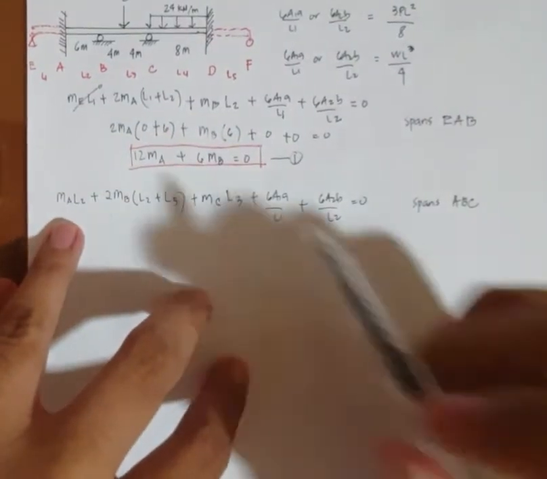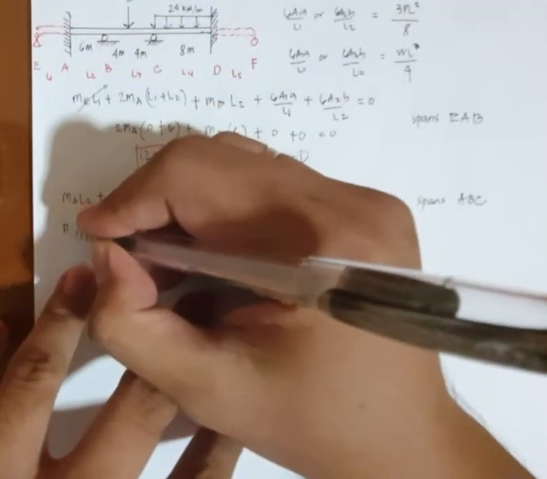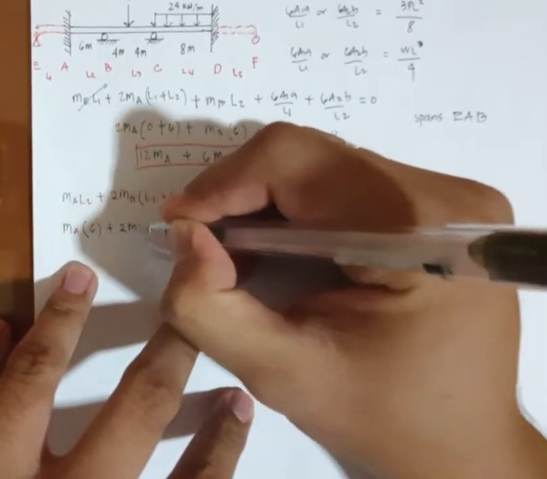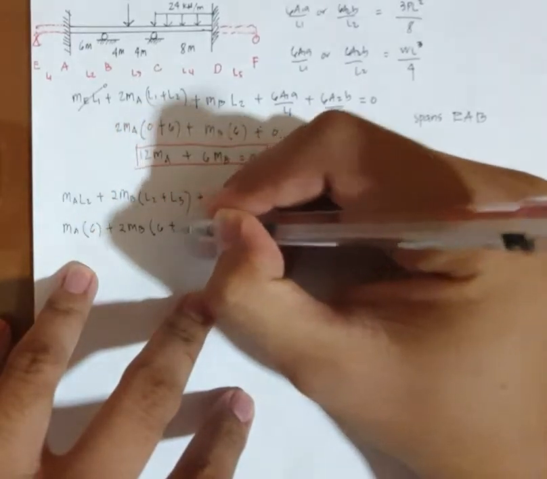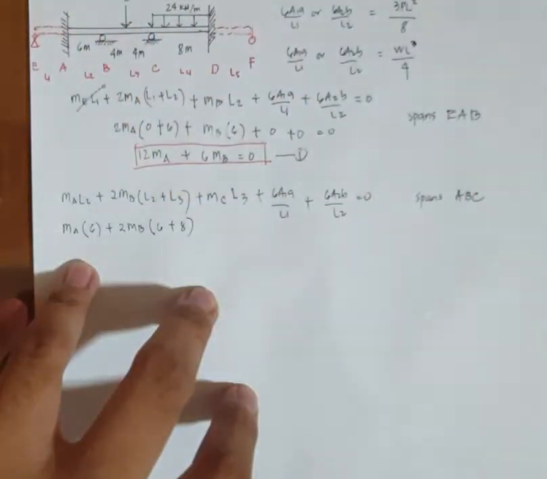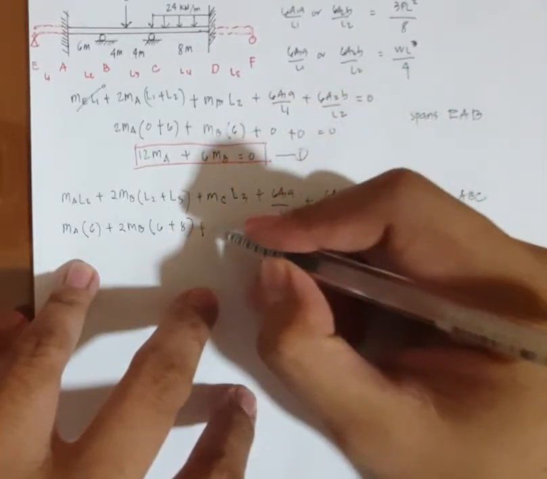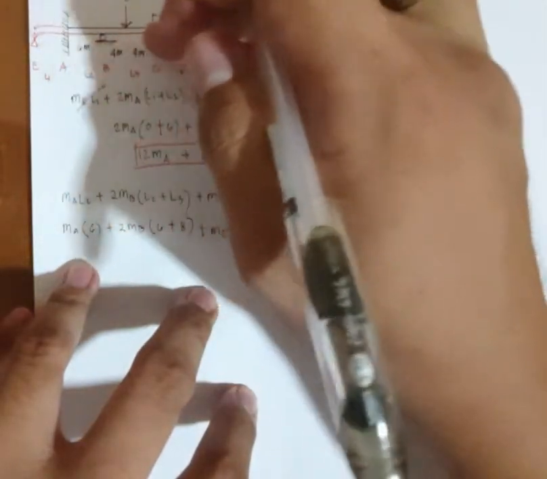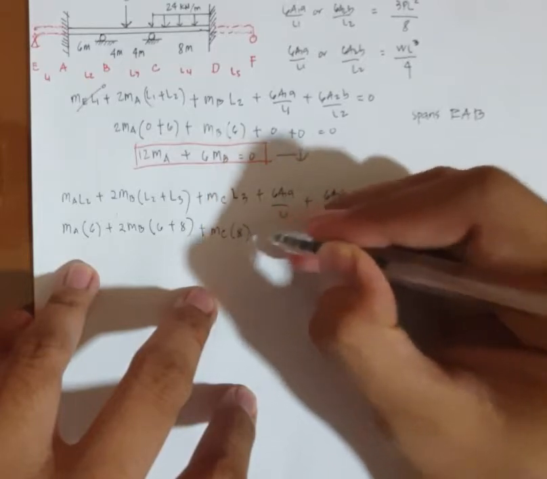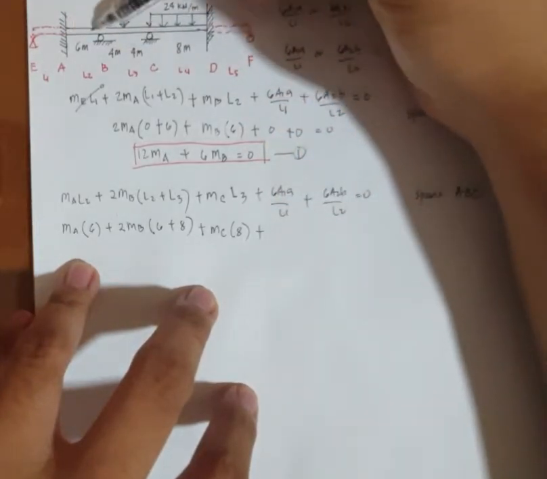Moment at A, of course, since it is a fixed end. So MA times 6 plus 2MB times 6 plus 8, right? L3 is 8 meters, plus moment at C. Moments at B and C, since they are internal, times 8 plus 6A1A over L1 for this span.